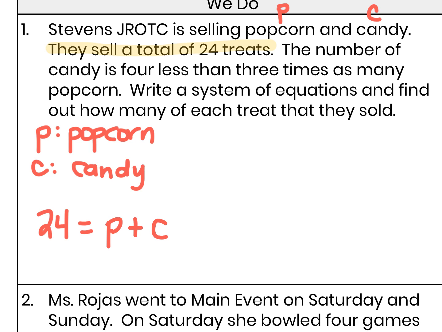The next thing they tell us is the number of candy is 4 less than 3 times as many popcorn. So it says the number of candy, and we use the letter C, is, anytime you see the word is, it's an equal sign. 4 less than 3 times as many popcorn. So 3 times popcorn, but we want 4 less than that, so minus 4. Those are our two equations. This is the hard part.